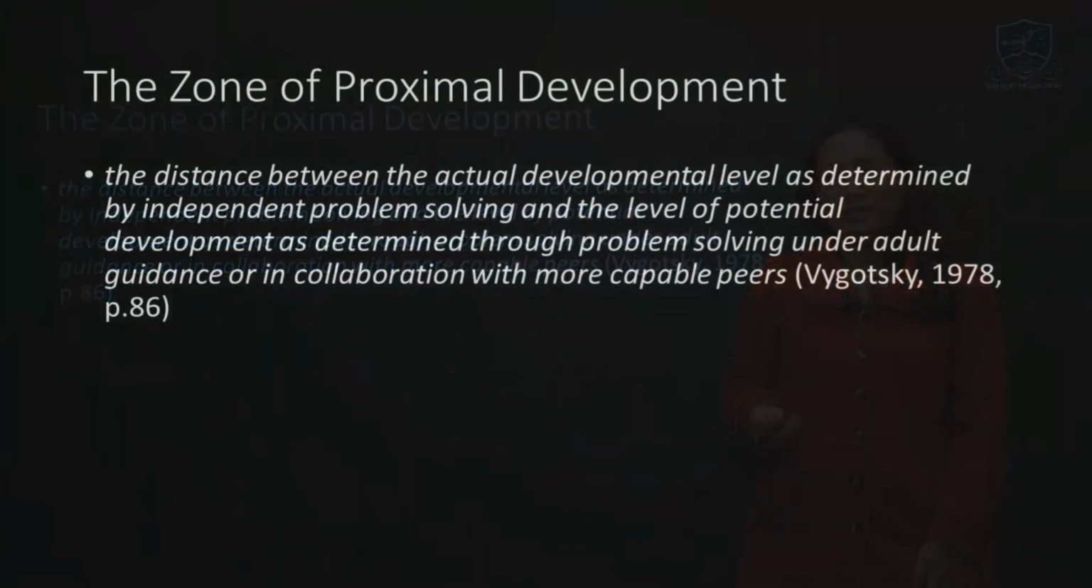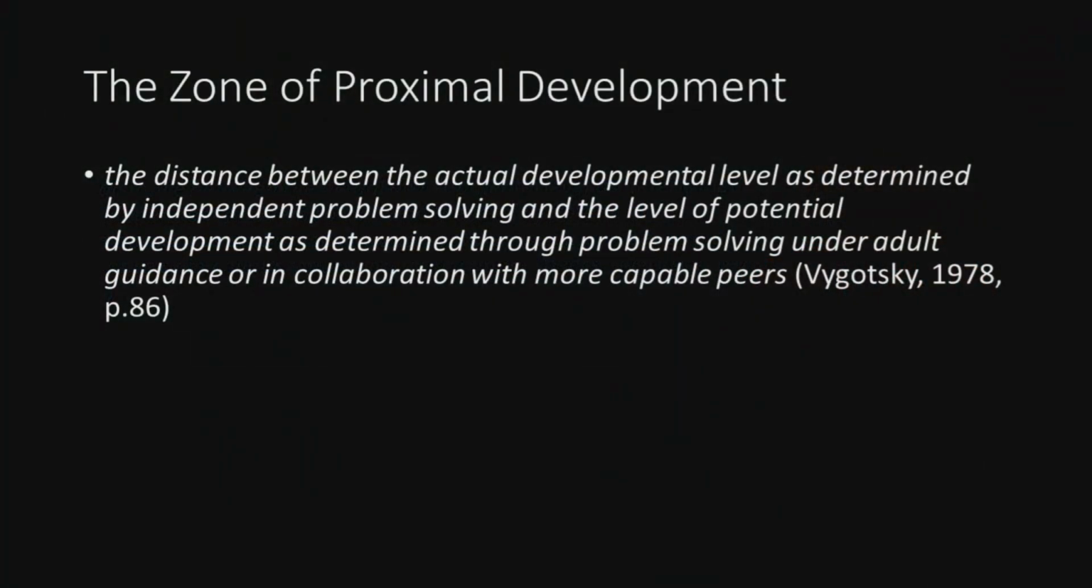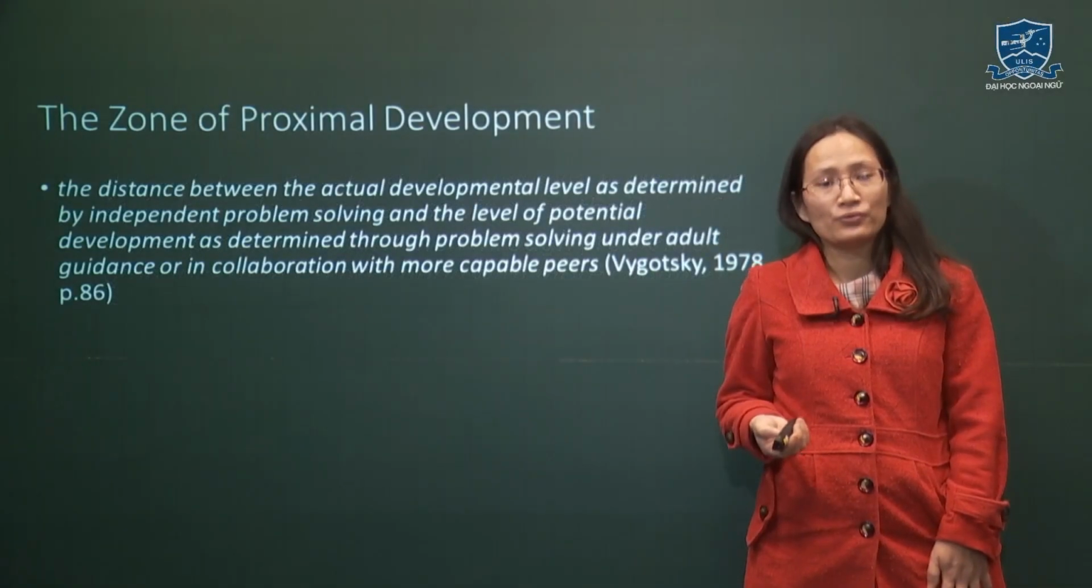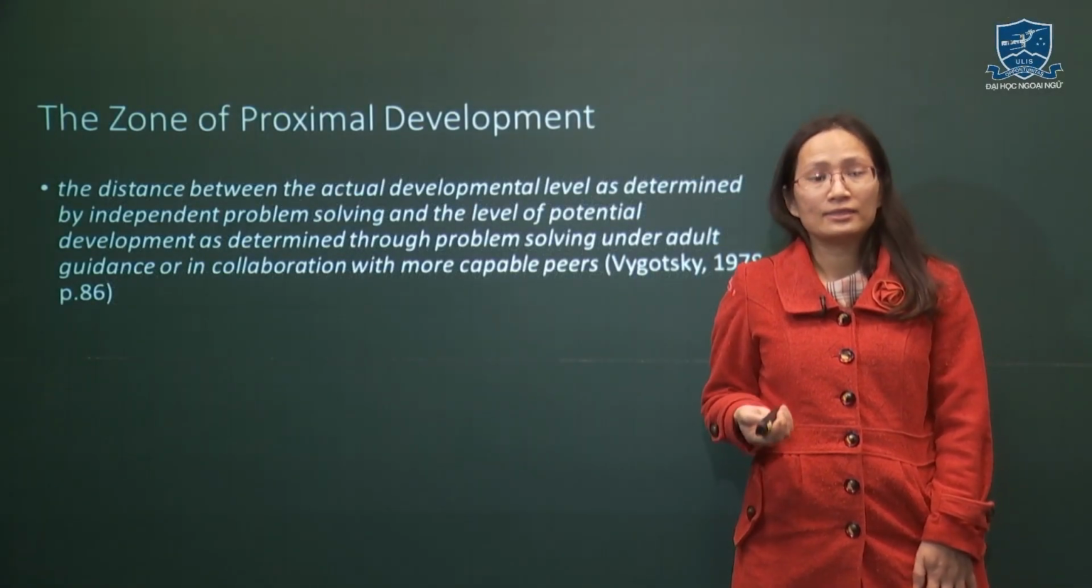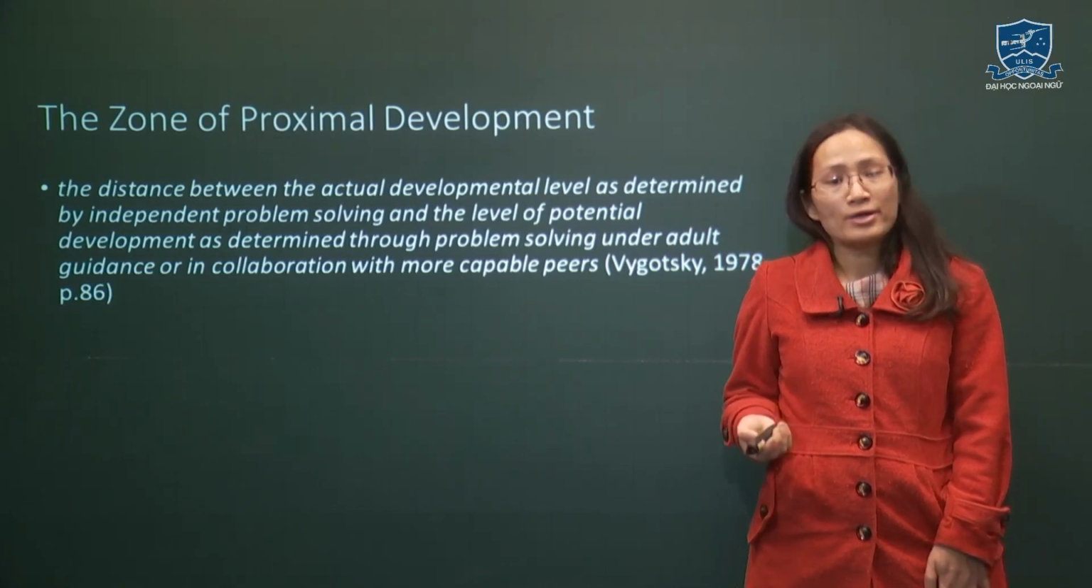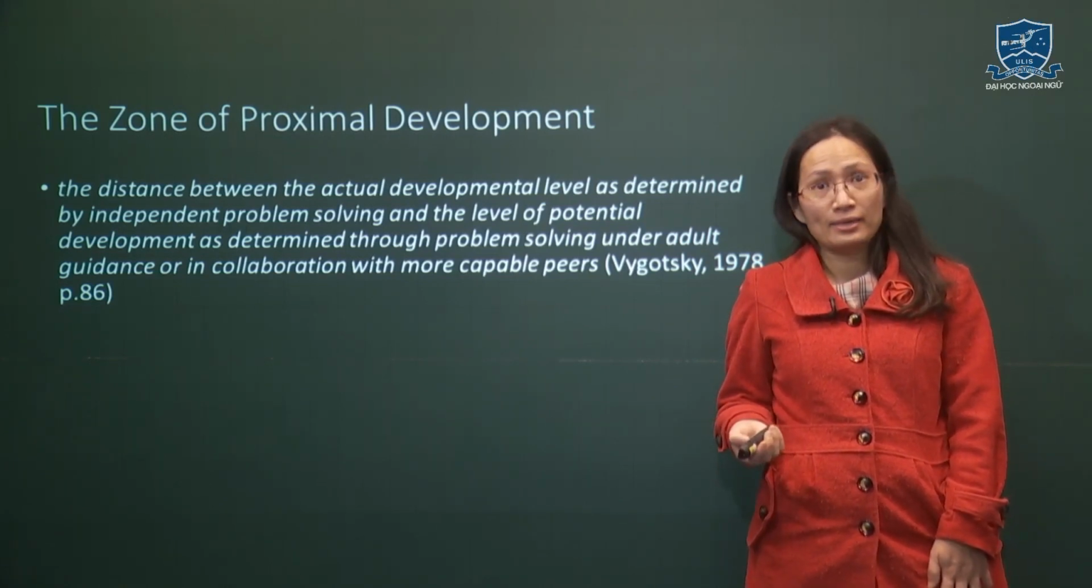One very important contribution of Vygotsky is definitely his construct of the zone of proximal development. The zone of proximal development refers to the distance between the actual developmental level as determined by independent problem solving and the level of potential development as determined through problem solving under adult guidance or in collaboration with more capable peers.